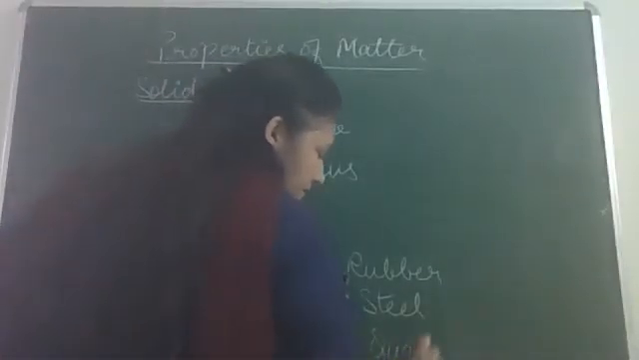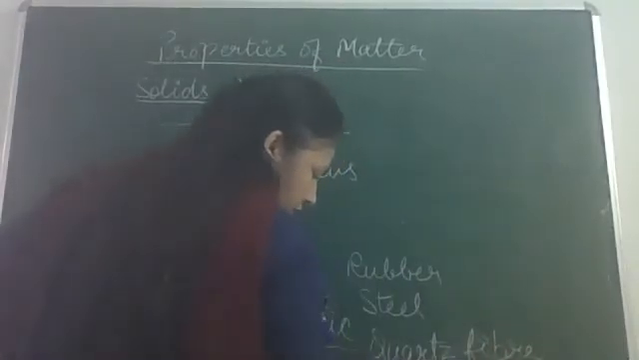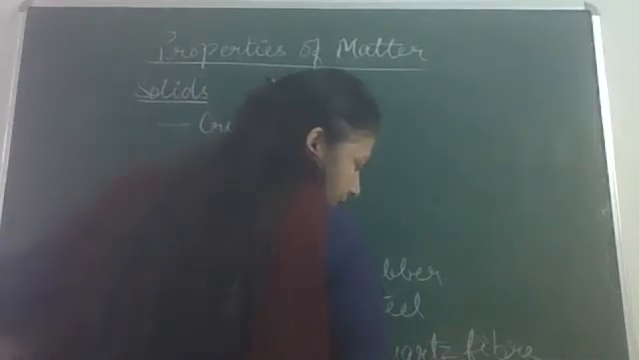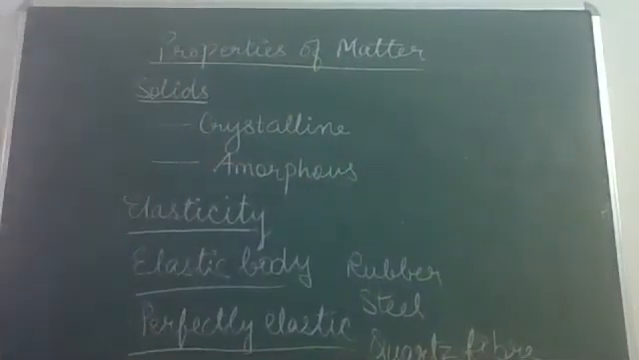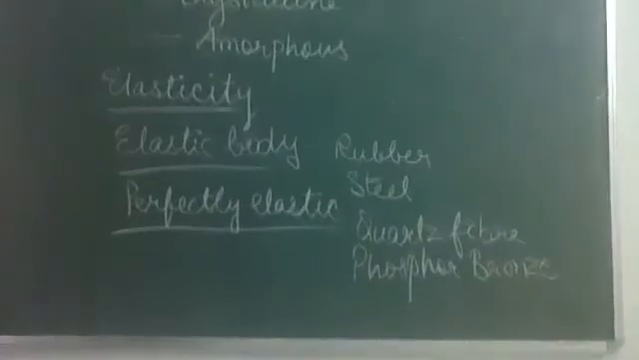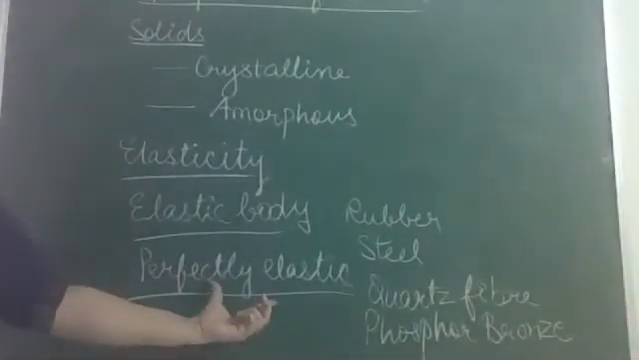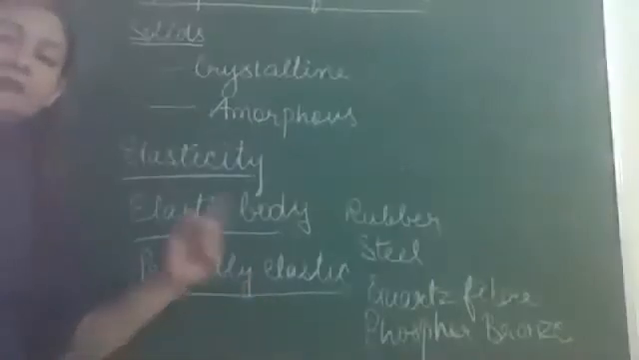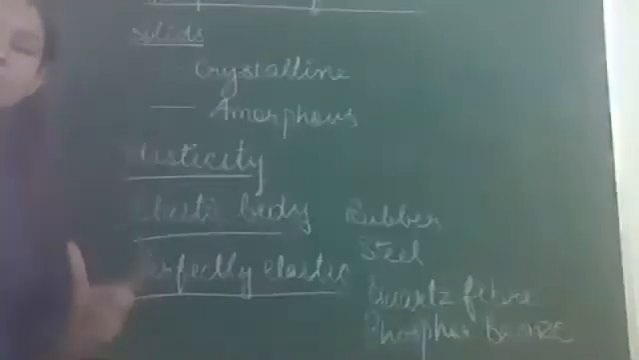Quartz fiber and phosphor bronze fibers. But they are also not 100% perfectly elastic objects. We cannot say 100%. They are nearly perfectly elastic. You can say quartz fiber and phosphor bronze fiber are nearly perfectly elastic bodies. So what are perfectly elastic bodies? They regain original configuration completely and immediately after the removal of deforming forces. So add this word immediately.